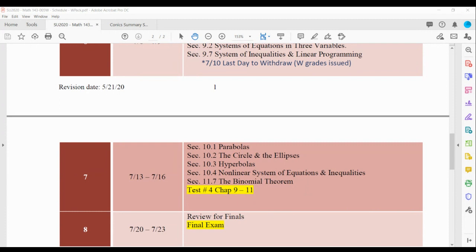Notice I've got shared up there the week we're on. This is our final week with lectures, new material. We'll be covering 4 sections from chapter 10, just the conic sections and some inequalities, and then we'll do 1 section from chapter 11. That's the binomial theorem. And then we're going to test on that.